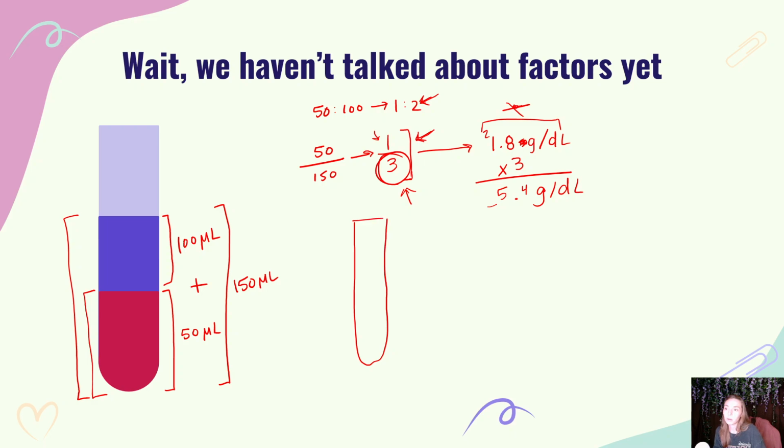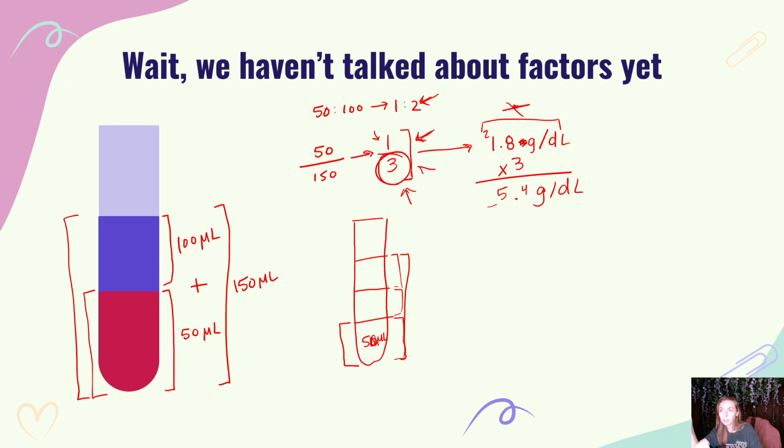We put our specimen, we originally had 50 microliters. I added 100 microliters into that. I now have 150 microliters in total. The total volume of this solution is 150 microliters, which is 3 times the volume of the original specimen. Does that make sense?